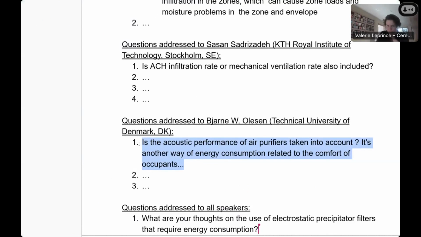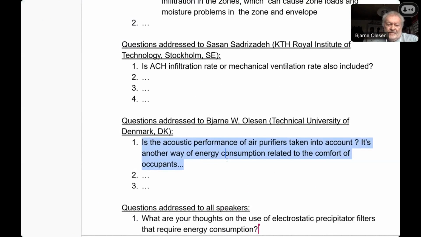Well, we have not dealt with any issues related to acoustic performance. But of course, if an air purifier is very noisy, people will not use it. It's the same if you have a ventilation system and it's very noisy, people shut it off. So the acoustic is very important. So we have just assumed that there's no disturbing noise, so people are going to use the air purifiers.